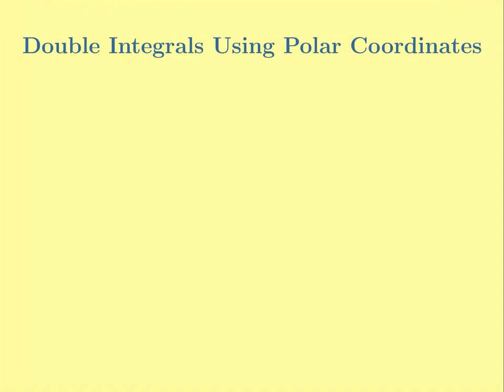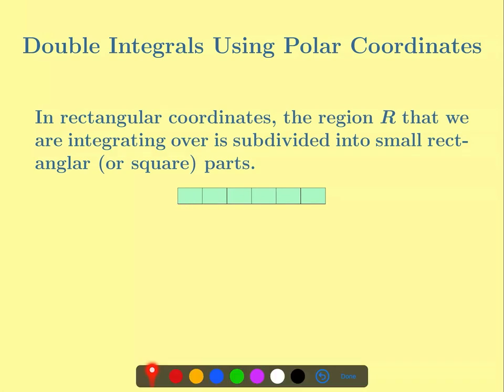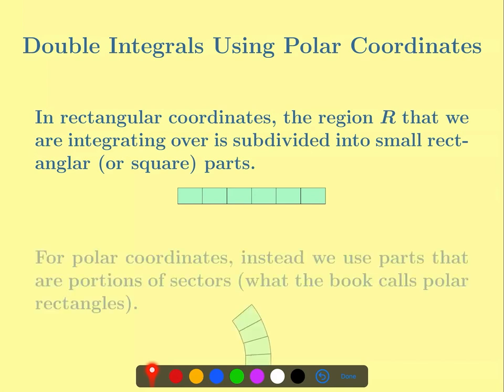This lecture is going to be on double integrals using polar coordinates. So in rectangular coordinates, the region R that we were integrating over, we would break up into small rectangles where each rectangle has width delta x and length delta y. Well, for polar coordinates, what we want to do is something similar, but these rectangles really look like rectangular sectors here. They look like this.